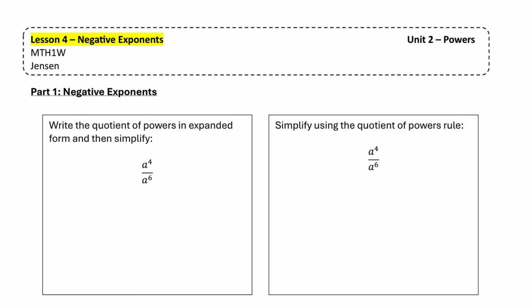Here's a lesson on negative exponents. In part 1 of this lesson, I'm going to teach you the negative exponent rule by simplifying this expression in two different ways. We'll start by writing this quotient of powers in expanded form and then simplifying.